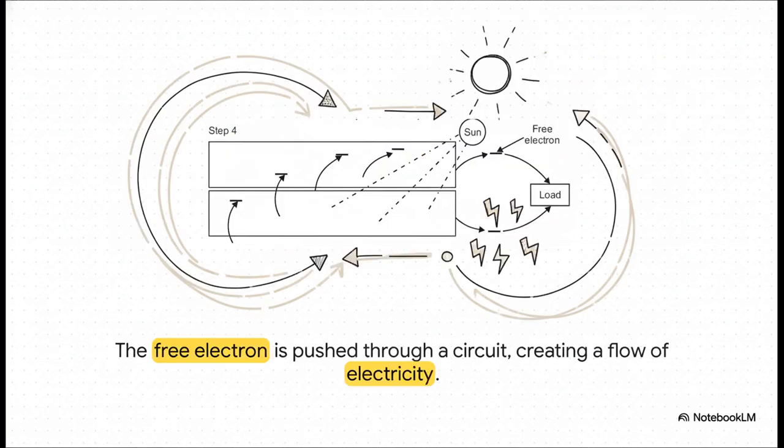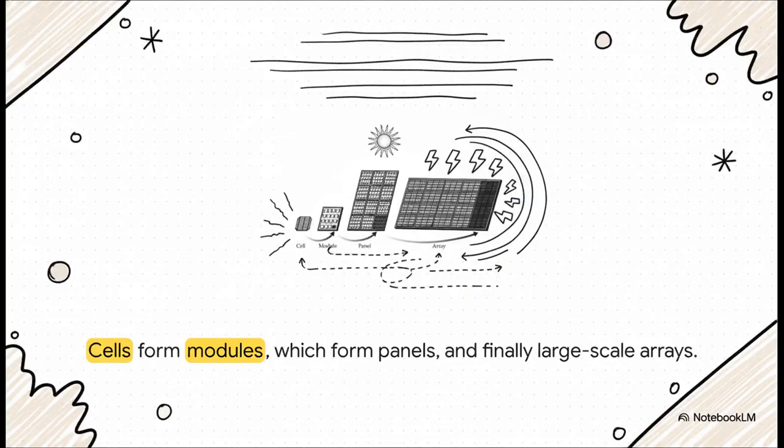And here's the payoff. That electric field we created at the junction, now it does its job. It acts like that slope we talked about, pushing the newly freed electron over to the n side. If we connect a wire between the two sides, we give that electron a path to travel. And that flow of electrons through a circuit, well, that is electricity. Now you have to remember, this whole amazing process is happening at a totally microscopic level in just one solar cell, and it only generates a tiny bit of electricity. So to get any real, usable power, we have to scale it way up.